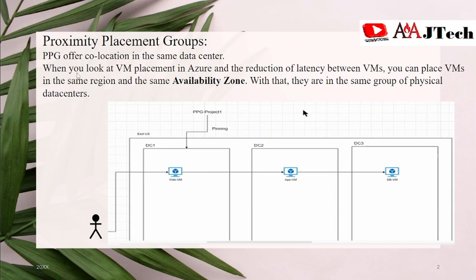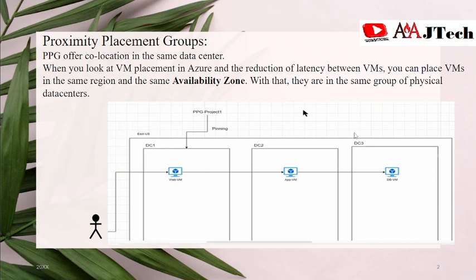Or when you look at virtual machine placement in Azure and the reduction of latency between virtual machines, you can place virtual machines in the same region, in the same availability zone. With that, they are in the same group of physical data centers.